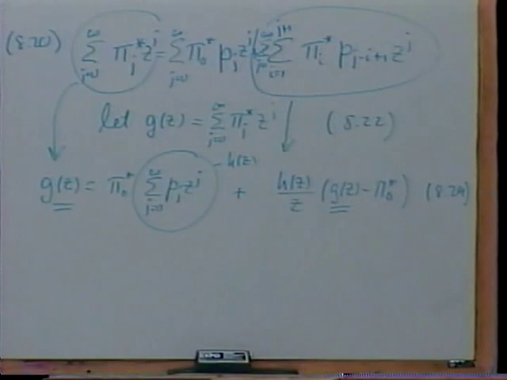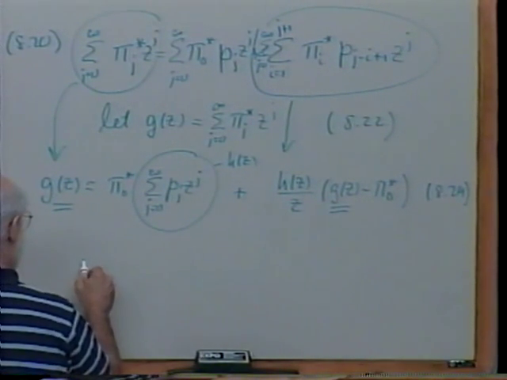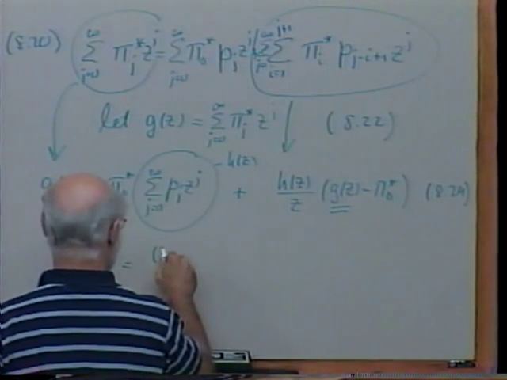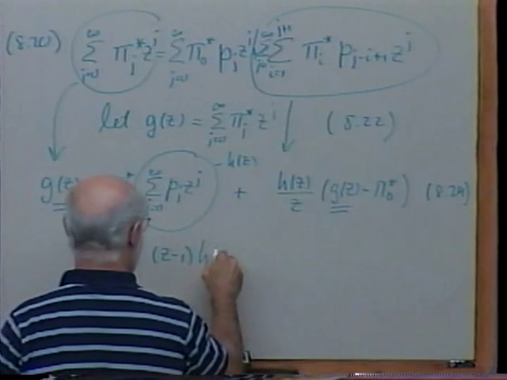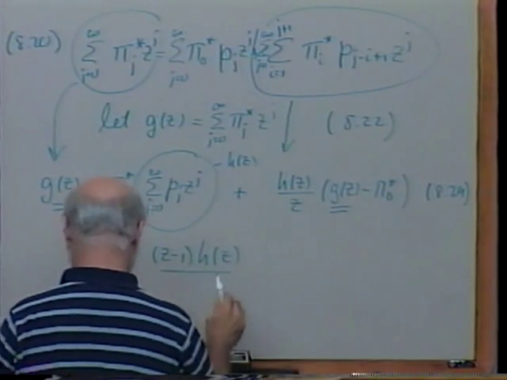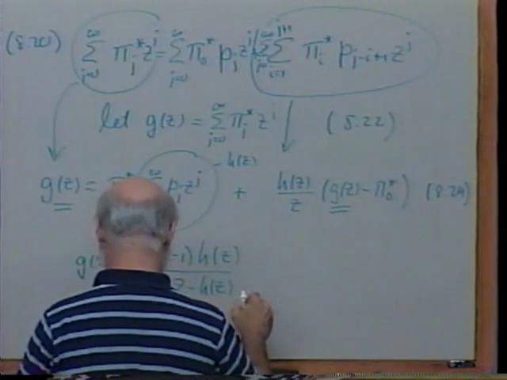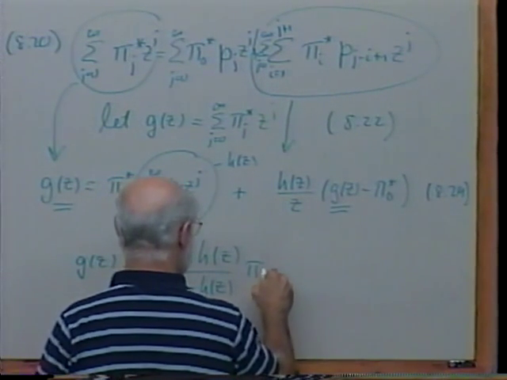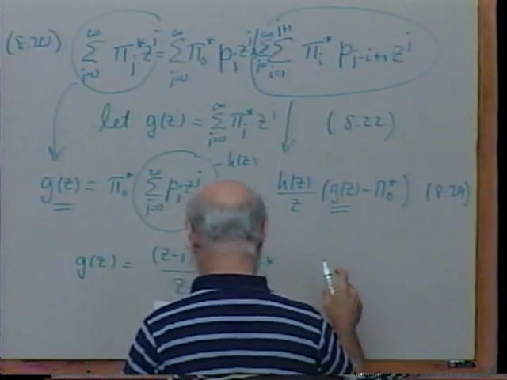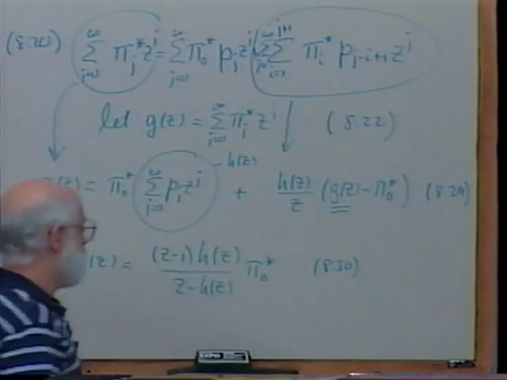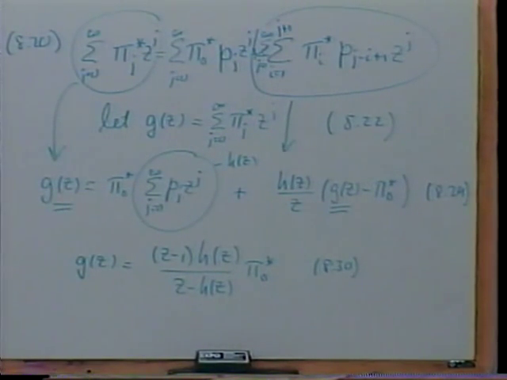Okay, so now if I solve 829, that gives me this result. G of z is equal to z minus 1 times h of z divided by z minus h of z times pi 0 star. That's equation 830. Okay, so we're getting there, but now we've got to figure out what pi 0 star is.